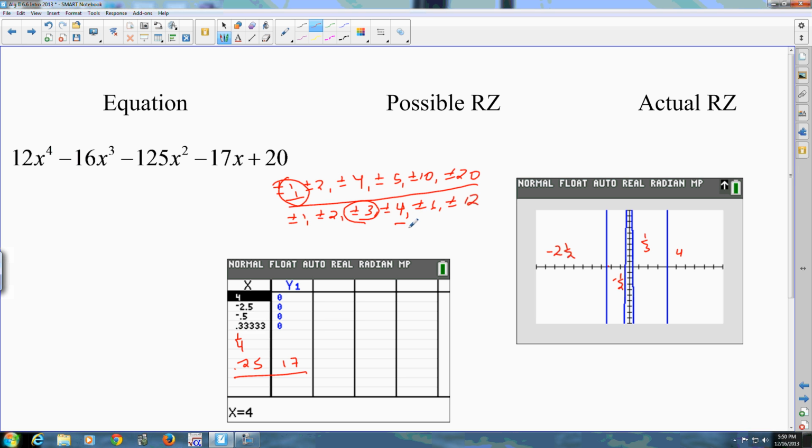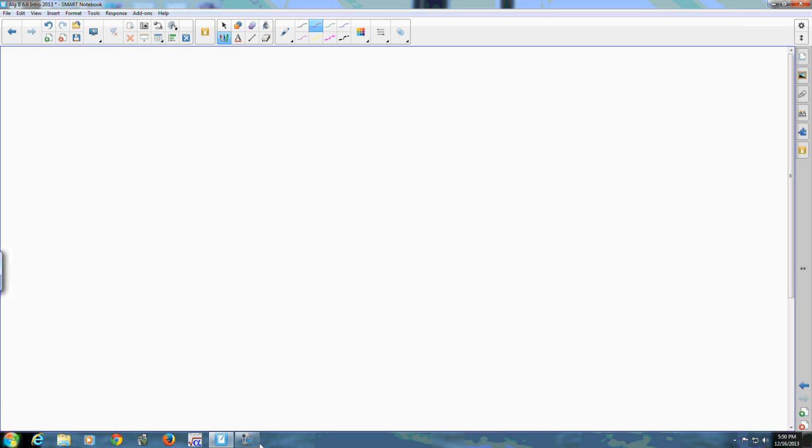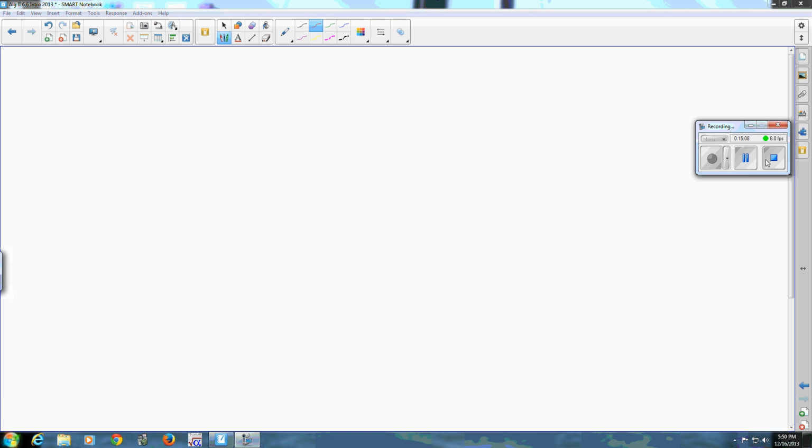Okay? So that's the rational zero theorem. You write the list of possibles, you graph it, you look at it, you pick from the list, and then try them on your table to verify that they're actually giving you zeros. Okay, I think that's the last screen. Can't believe this actually finished.